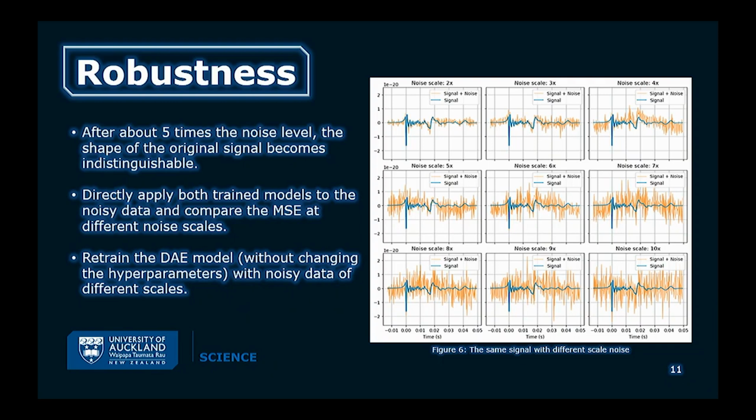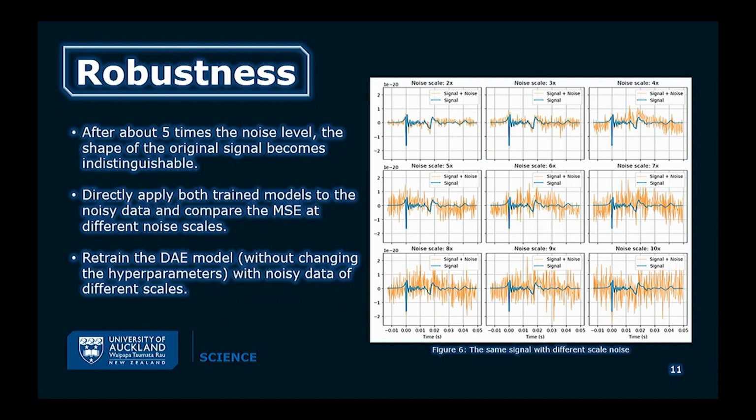We also did robustness validations. The figure shows the waveform of the same signal injected with different scale noise. Then we can see after 5 times of the noise level, the shape of the original signal becomes indistinguishable.